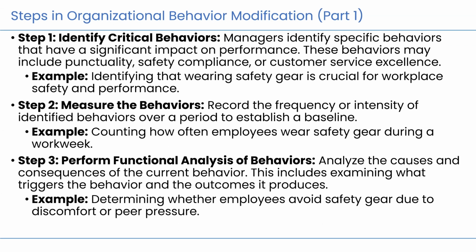The first step in OBM is to identify critical behaviors, those actions that directly influence outcomes. For example, safety compliance, such as wearing safety gear, ensures a safer workplace and reduces accidents. Once behaviors are identified, measuring them is crucial to understand their frequency or occurrence. This creates a baseline for future comparisons.